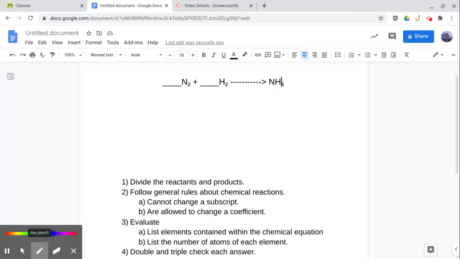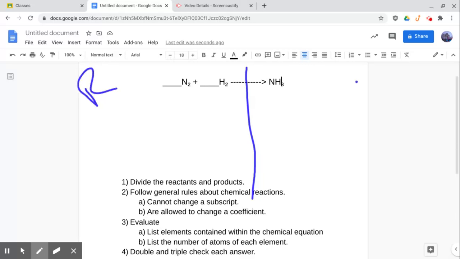We need to divide the reactants and the products. Good. We have reactants here, products here. So the easiest way to remember which is to utilize the arrow. Okay? This arrow here, the arrow always points toward the products. Always.